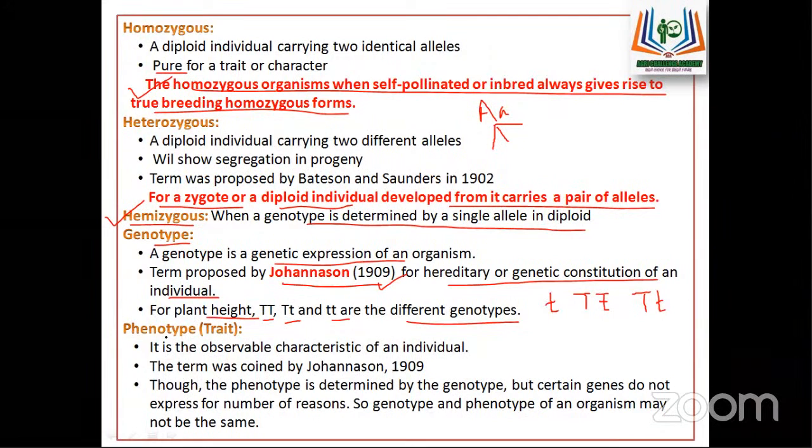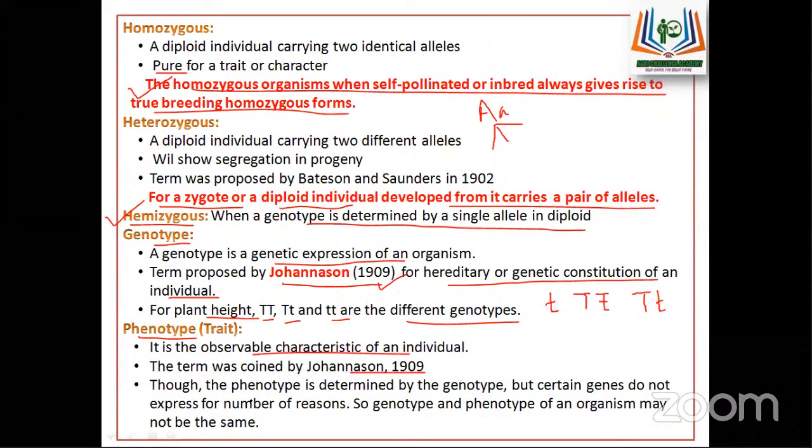Then coming to the next thing, that is phenotype. It is the observable characteristic of an individual, what you see physically with your naked eyes. That is called the phenotype, meaning what is actually expressed in the plant. This term was coined by Johansen in 1909.